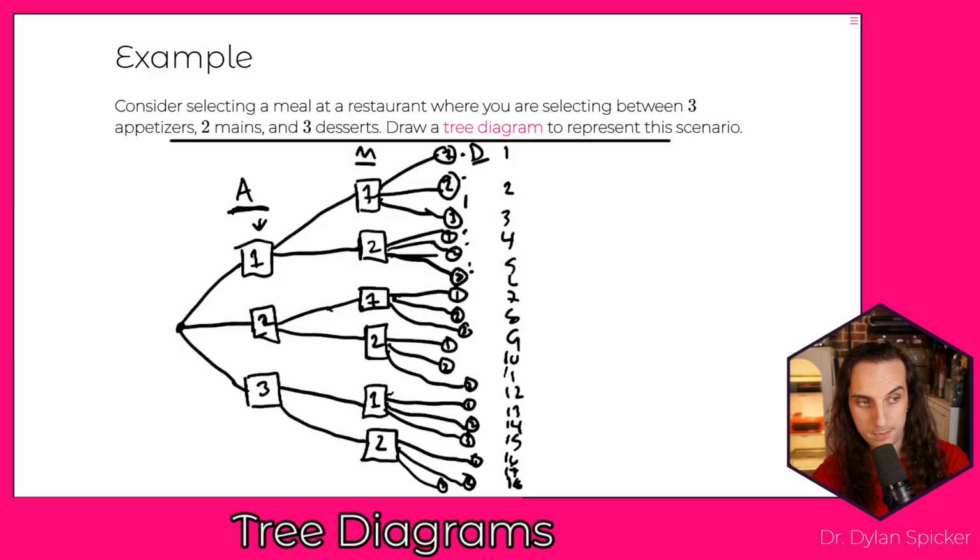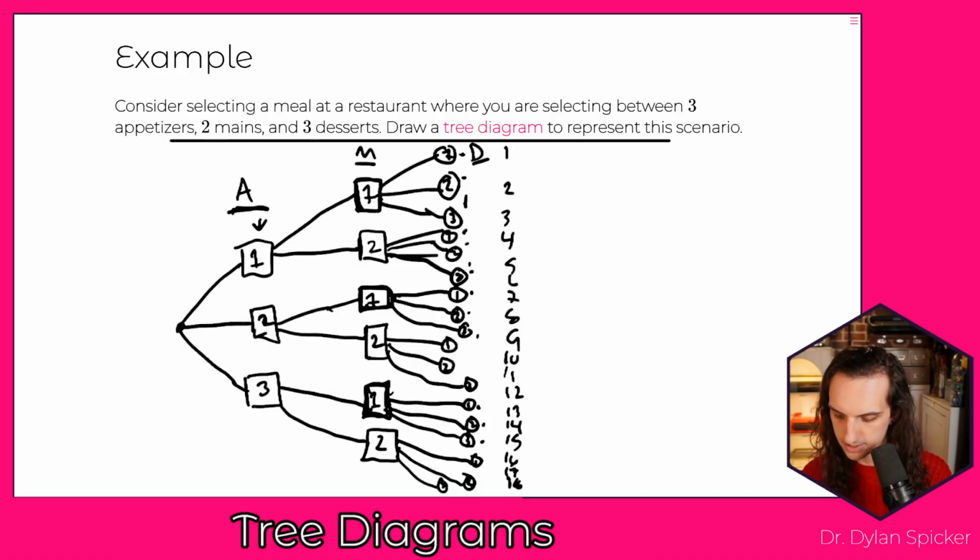We might ask ourselves, well, how many of these are going to have main number 1, right? So main 1, we're going to start with these ones up here. So we get our 1, 2, and 3. Then we also have main 1 here. So that's 4, 5, and 6. And we have main 1 right here. So that's going to be 7, 8, 9, right?